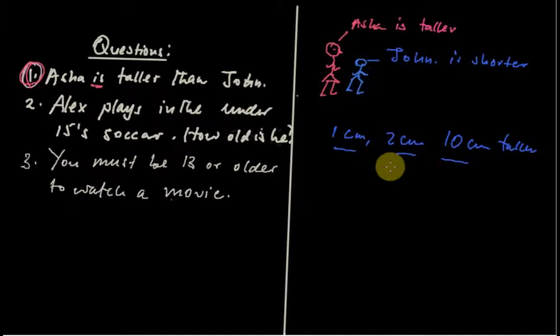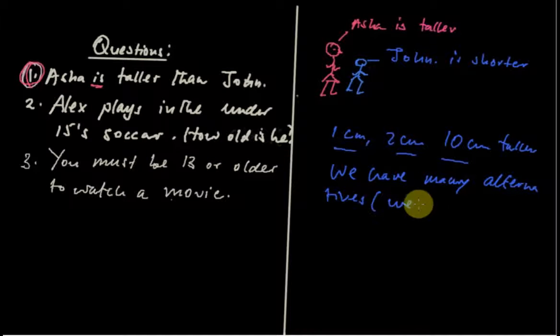So you see, we have many alternatives. It can be this way. So we have many alternatives, or we say that we have many answers. So Asha can be 1 centimeter taller, or 2 centimeter taller, 10 centimeter or more. It depends, but she is taller than John.